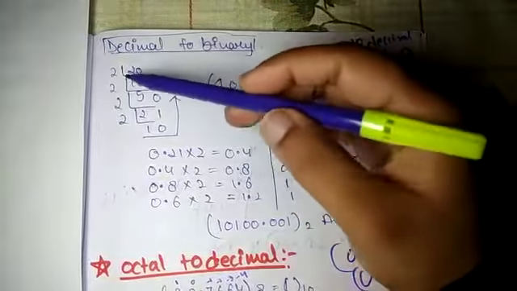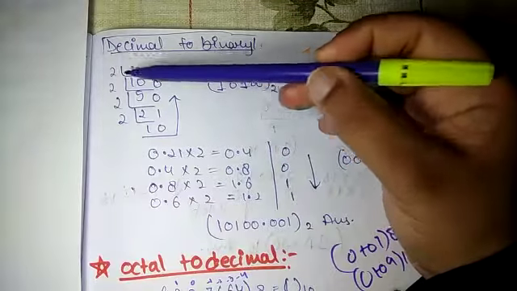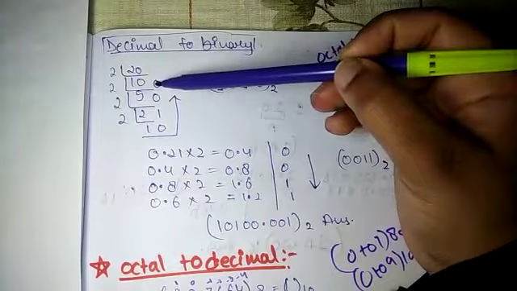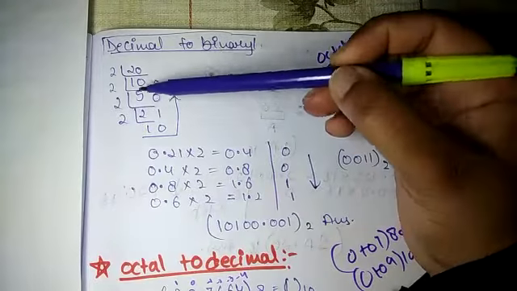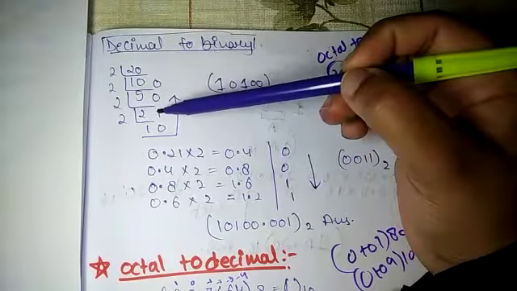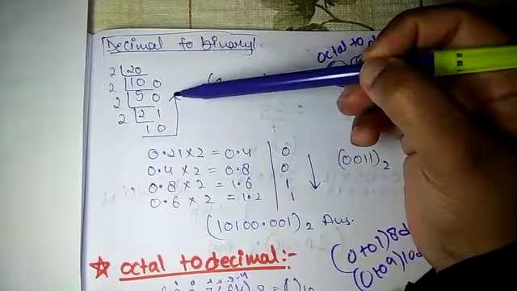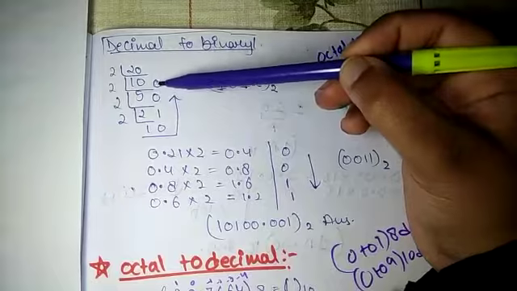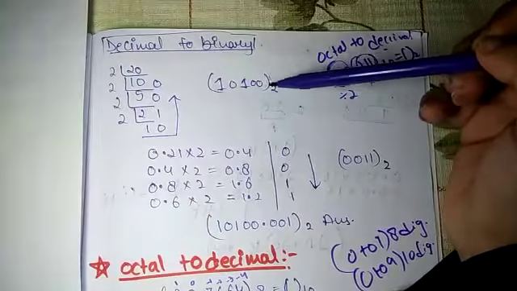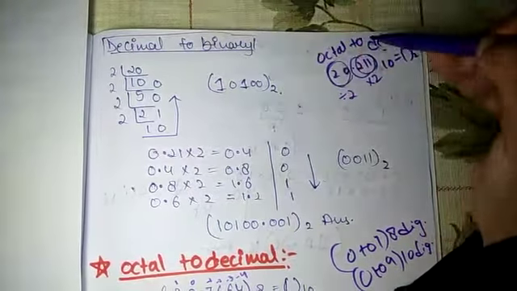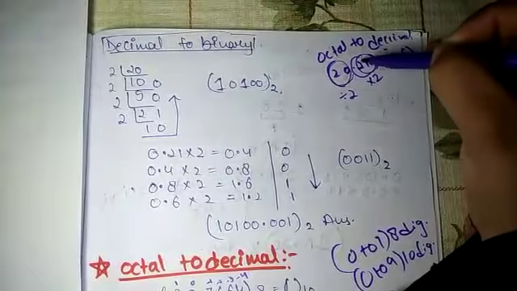So dividing by 2: 2 tens are 20, 0 remainder. 2 fives are 10, 0 remainder. 2 twos are 4, 1 remainder. 2 ones are 2, 0 remainder. From the top to bottom we take the answer, that is 1 0 1 0 0 with the base of 2. Now we have to multiply the 0.211.